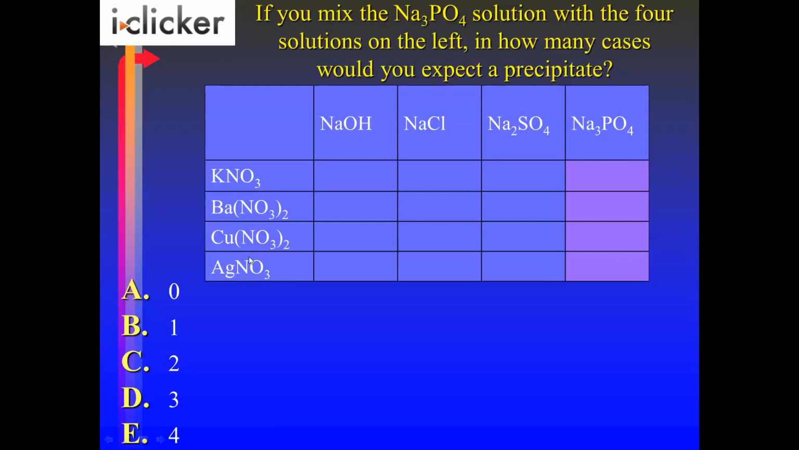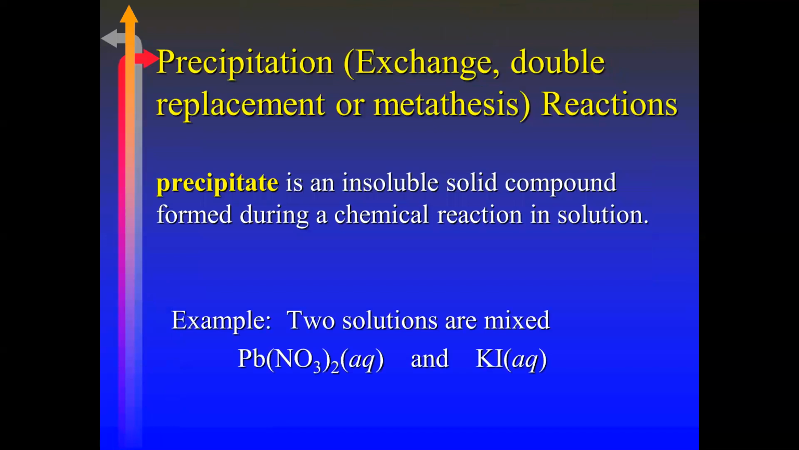That's one already. Similarly, copper phosphate is also insoluble, and silver phosphate is also insoluble. So in this case, there are 3 insoluble precipitates that will be formed. If you have questions, please come to my office, or we can talk about it more.